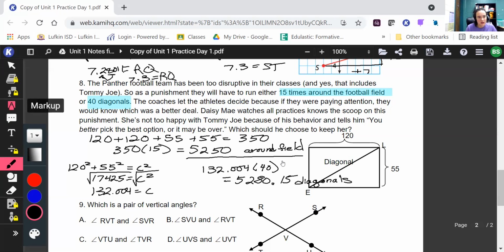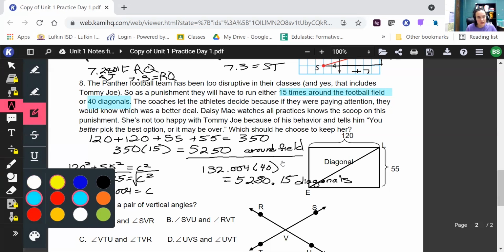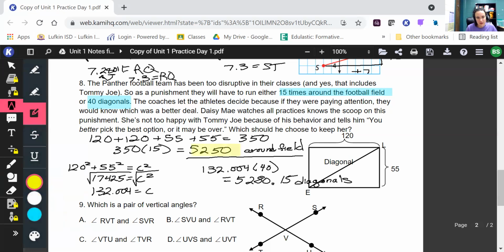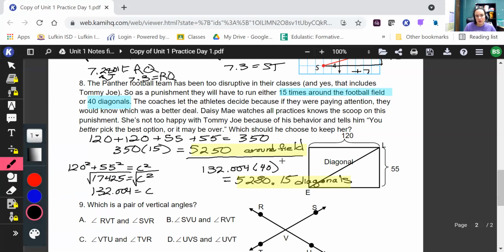So now we need to compare our two options. So we've got our around the field being 5,250 and our diagonals being 5,280. So the better option would be around the field. So Tommy Joe should choose going around the field.